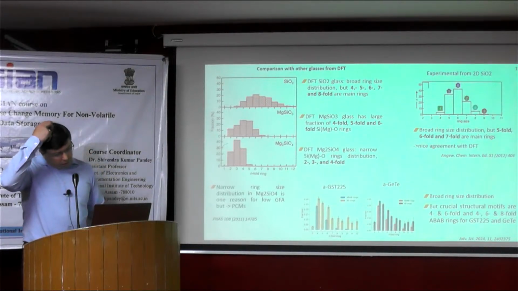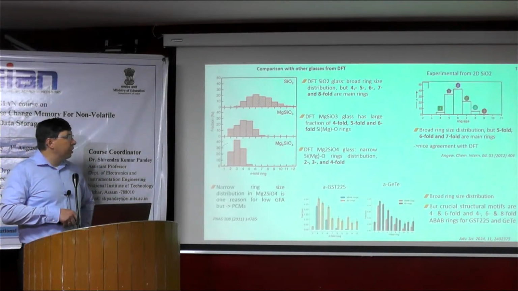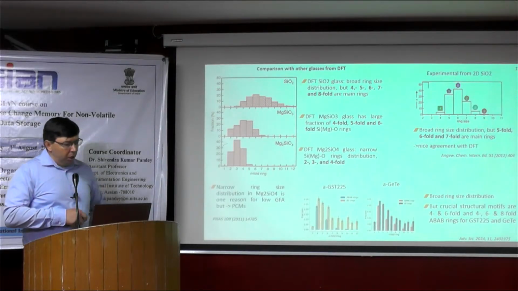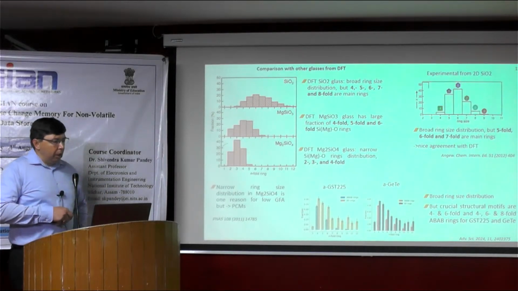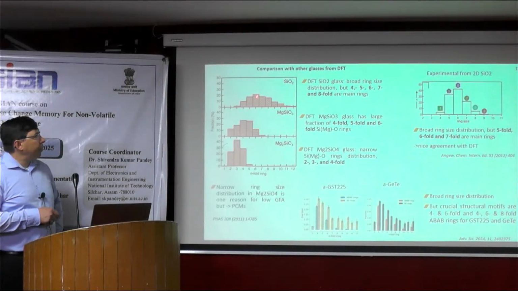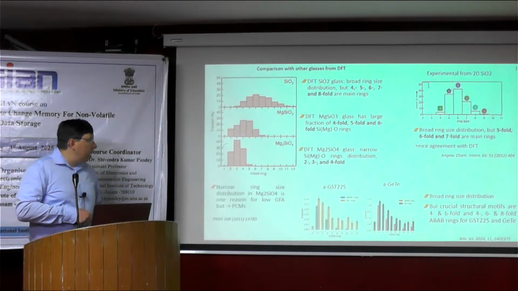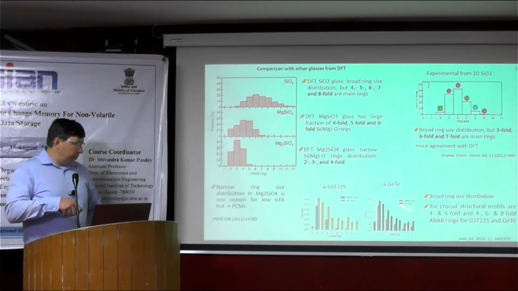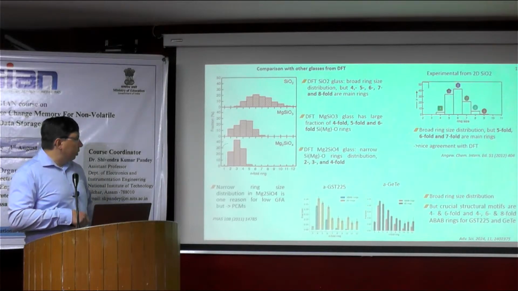Now, if we talk about phase change materials, we also want to look at the local structure of other amorphous solids. Here I would like to compare the ring statistics calculated from DFT for SiO2 glass, MgSiO3, and Mg2SiO4, which is spinel, with the ring statistics of typical amorphous GST225 and amorphous germanium telluride.